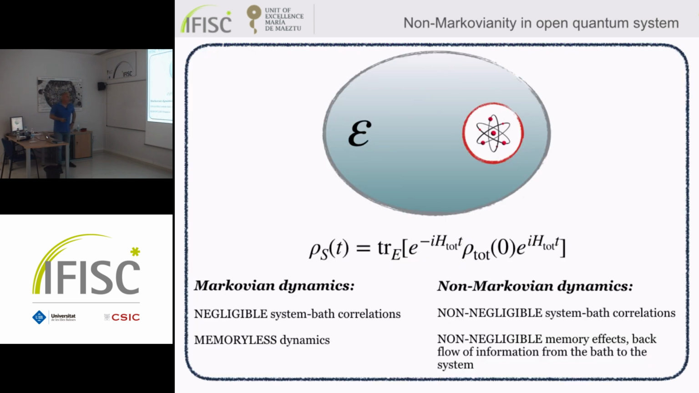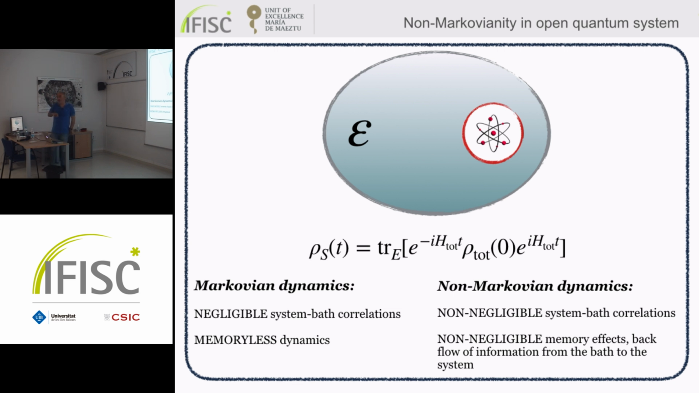So before doing that, I have to define something about open quantum systems. You have a small system immersed in a large environment. If you want to calculate the dynamics of the small system, you take the total Hamiltonian, which is system, bath, and interaction between system and bath. You let the initial state evolve, and then you trace out the degrees of freedom of the environment. And this is the evolution of the small system's density matrix.